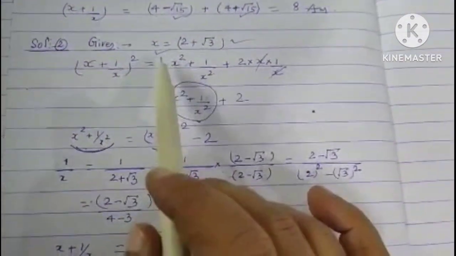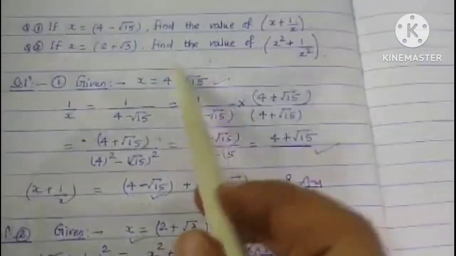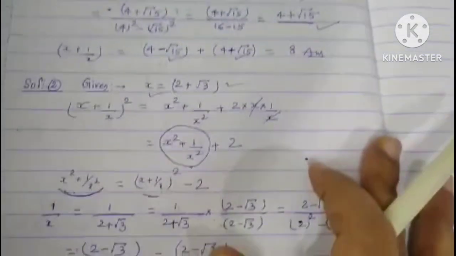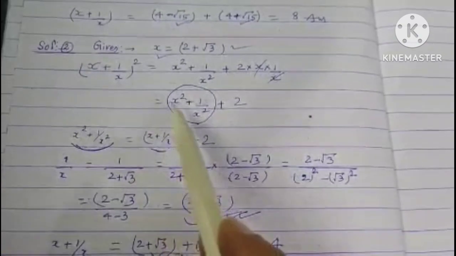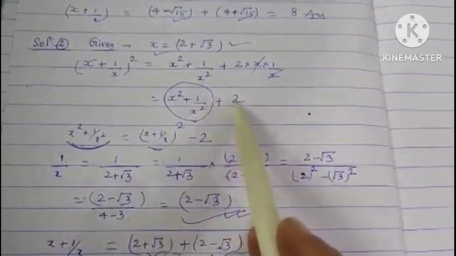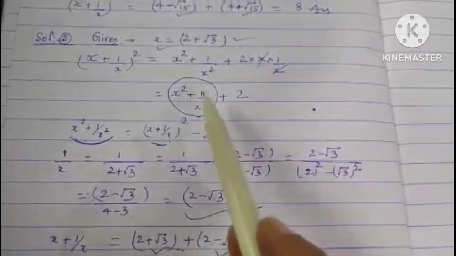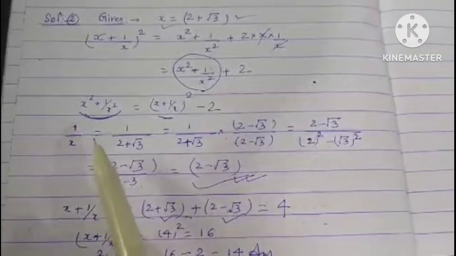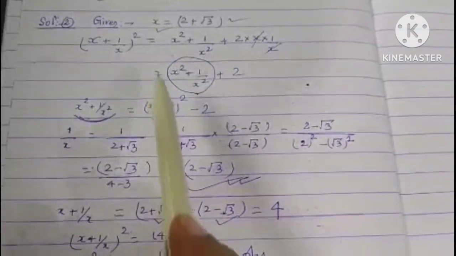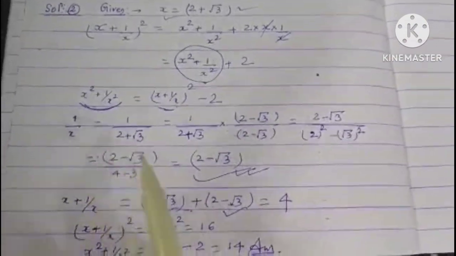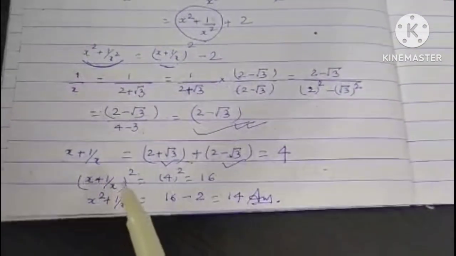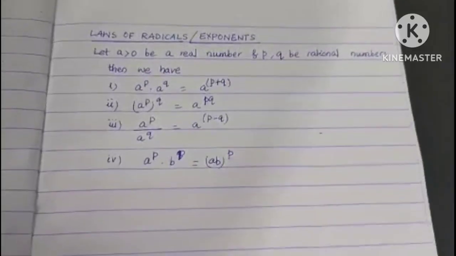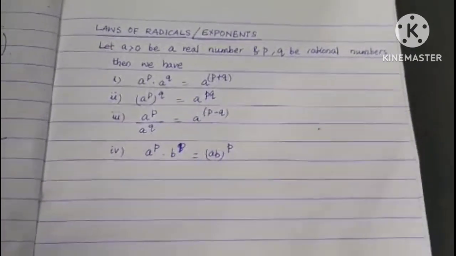This is an important question. We have been given x, and we have to find the value of x square plus 1 by x square. So our approach should be like this: x plus 1 by x whole square is equal to x square plus 1 by x square plus 2. We have to find out this expression, so this expression is equal to x plus 1 by x whole square minus 2. Like in the earlier problem, x we have been given, we will find out 1 by x, then x plus 1 by x, and then x plus 1 by x whole square, and simply it comes out like this.